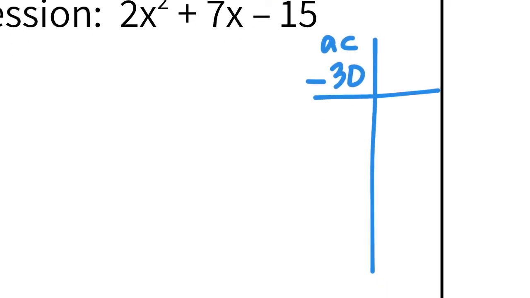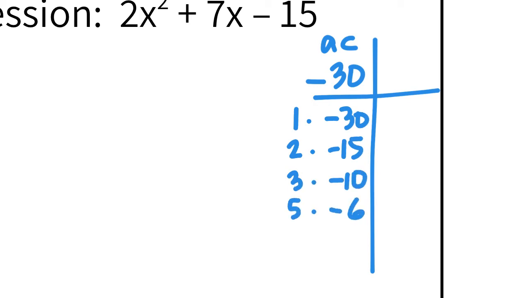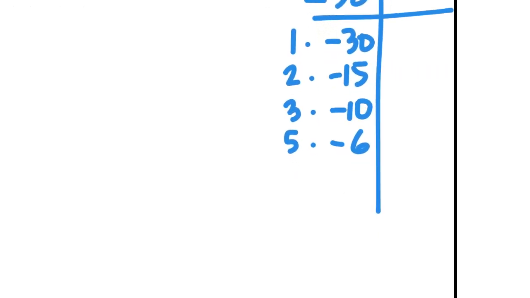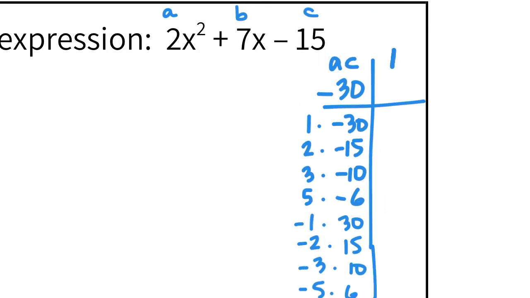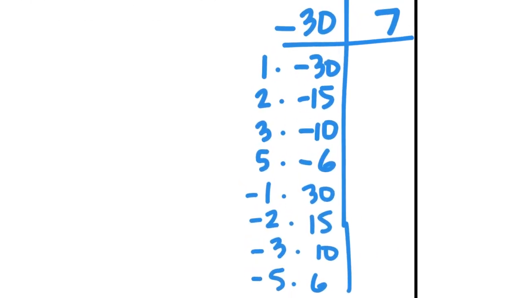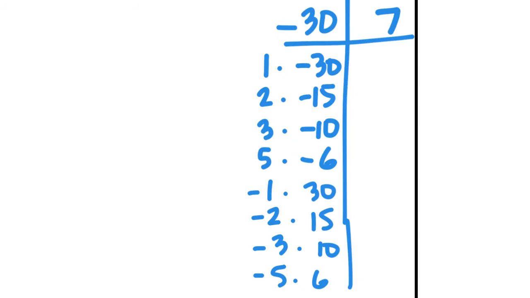And now let's list all the factors. So I could have 1 times negative 30, 2 times negative 15, 3 times negative 10, 5 times negative 6. And then the negative could be the other way around. So the first number could be negative: negative 1 times 30, negative 2 times 15, negative 3 times 10, and negative 5 times 6. Okay, so we're looking for the one that has a sum equal to b, and our b is positive 7 here. So looking at those choices, which one do you think it's going to be?